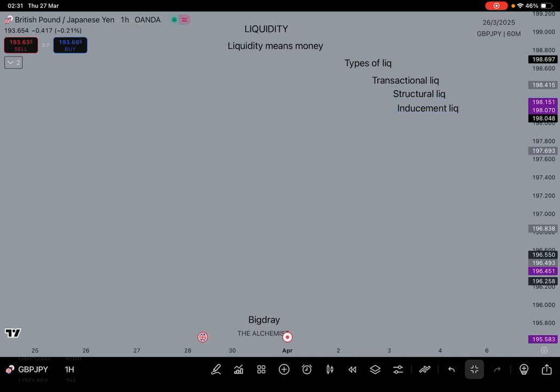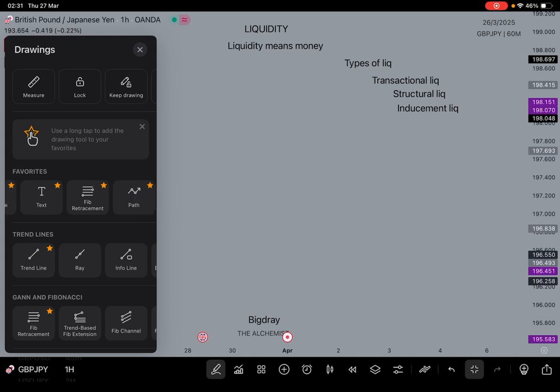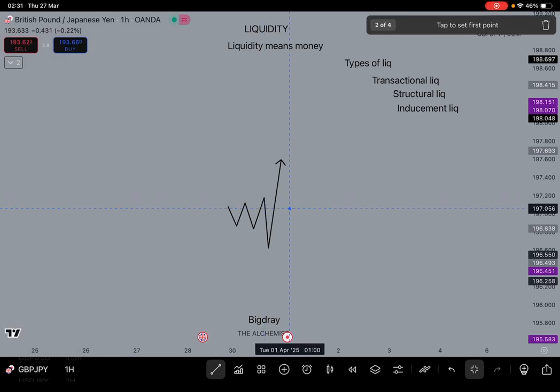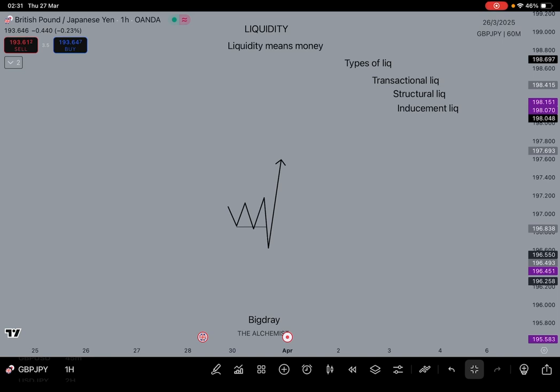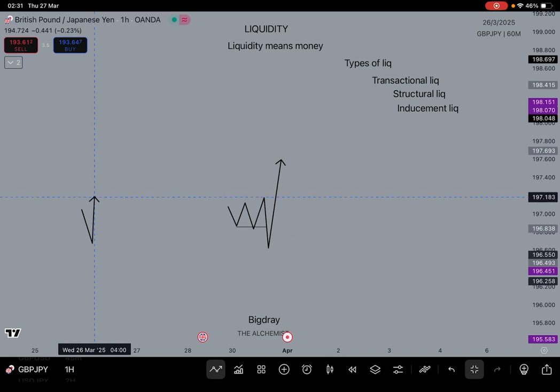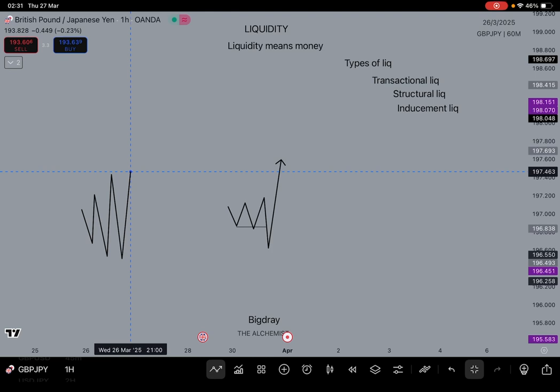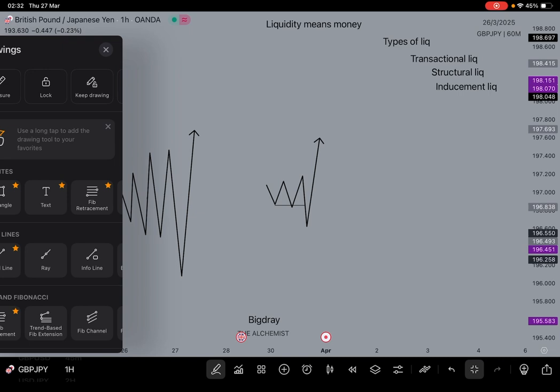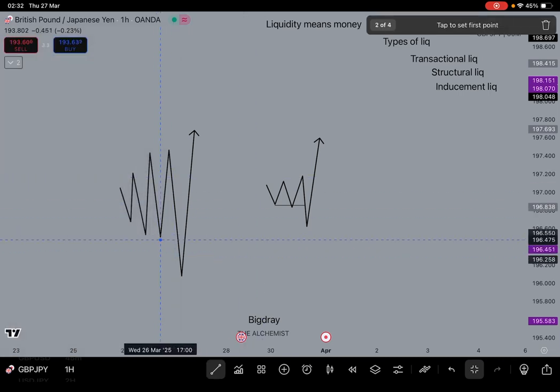So maybe you are an SMC trader before. You already know about this. Then you will know that there will be a sweep like this. You call this what? A liquidity sweep, right? Understand? Or you have this, and you have this. You call this a liquidity sweep also, right?